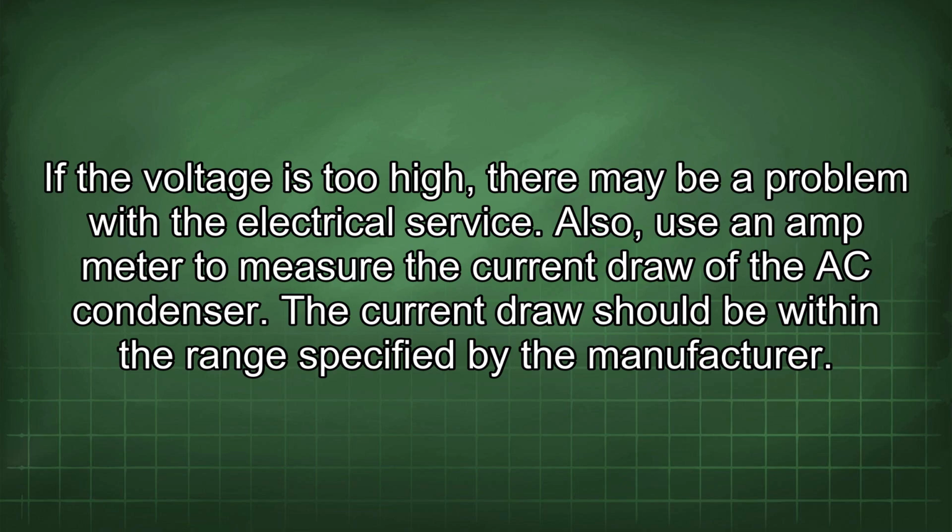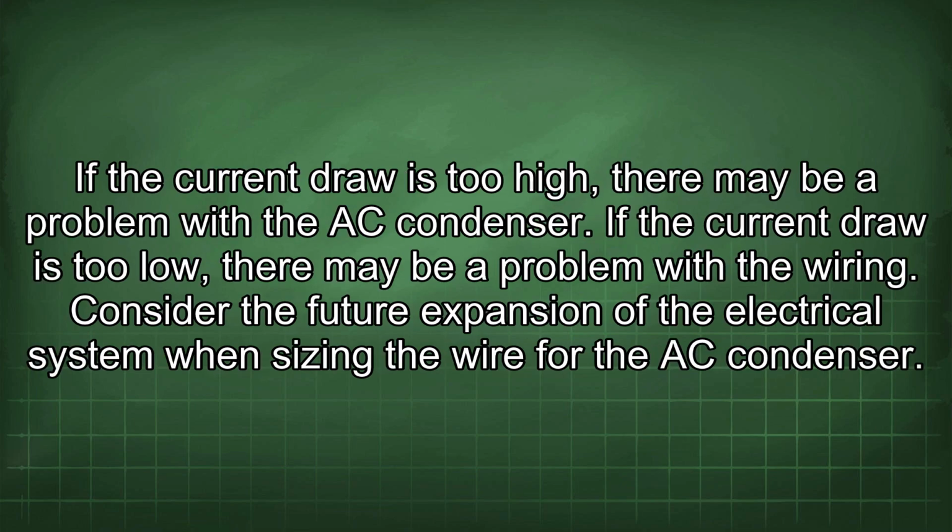Also, use an amp meter to measure the current draw of the AC condenser. The current draw should be within the range specified by the manufacturer. If the current draw is too high, there may be a problem with the AC condenser. If the current draw is too low, there may be a problem with the wiring.